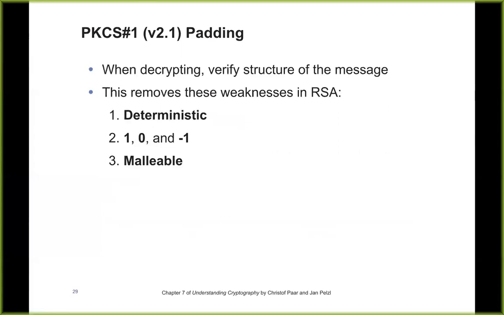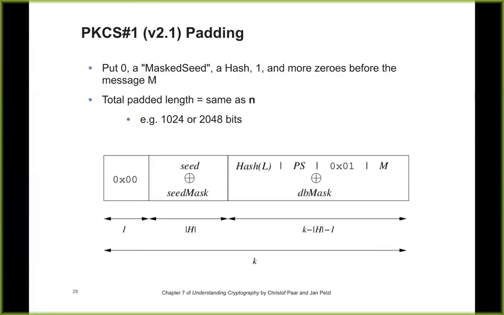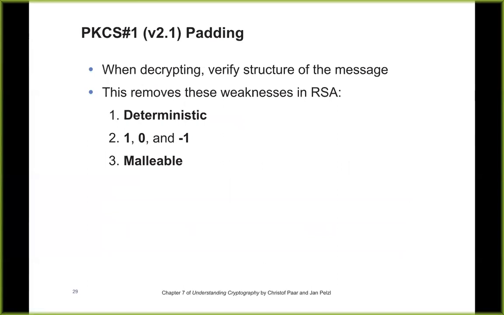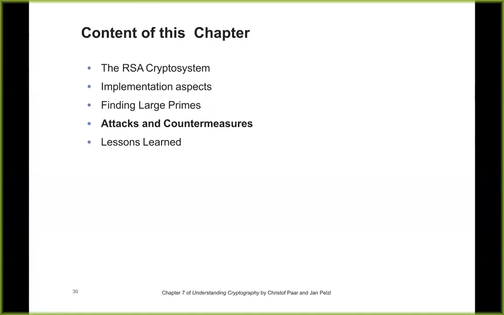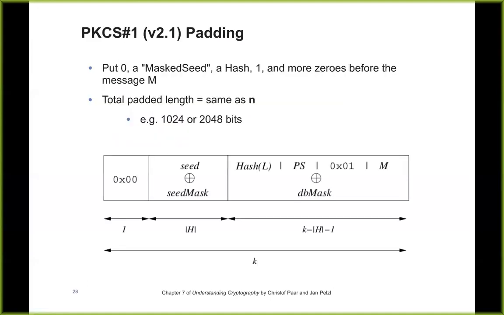All right, so that removes all these problems. It's no longer deterministic because you put in a seed, and the seed is different every time. So if you have identical input, you will not have identical output. It's no longer got any problem with numbers like 1, 0, and -1 because you've added extra stuff to the front that is not 1, 0, or -1, so you're never actually encrypting the value like that. And it's no longer malleable. I can't just take your number and multiply it by a constant to create a valid encrypted other number, because multiplying the hash by a constant will not result in a valid hash. So it does fix all those problems, and that's how it's actually used.